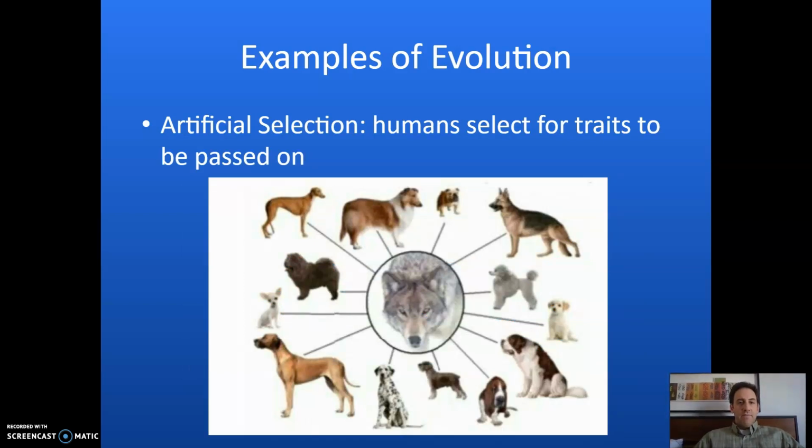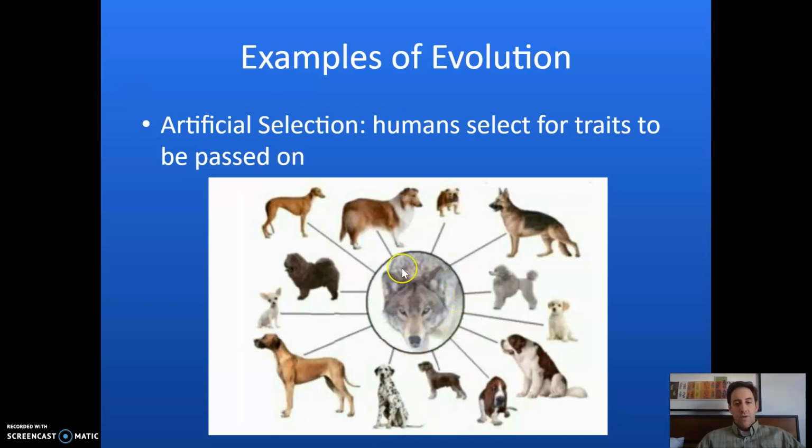Another example of evolution is artificial selection. So artificial selection is very similar to natural selection, but in this case, humans are selecting for traits to be passed on. In natural selection, the environment sort of selects for traits based on what helps you survive and reproduce. Here, humans pick. So an example of this is dogs.